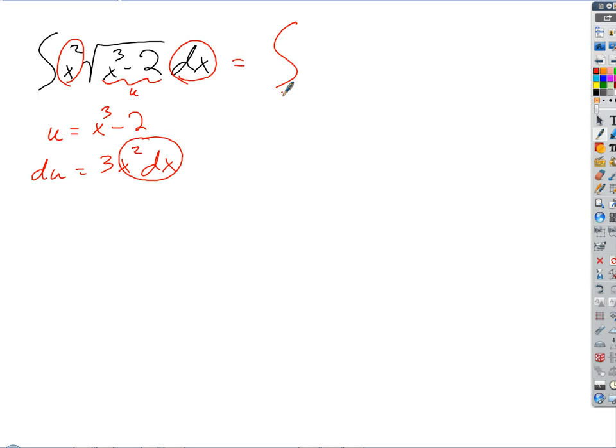Okay, so what's this gonna look like then? Square root of u, u to the 1/2, times du over 3. Okay, so a 1/3 du. Right. So what's the answer to that integral?